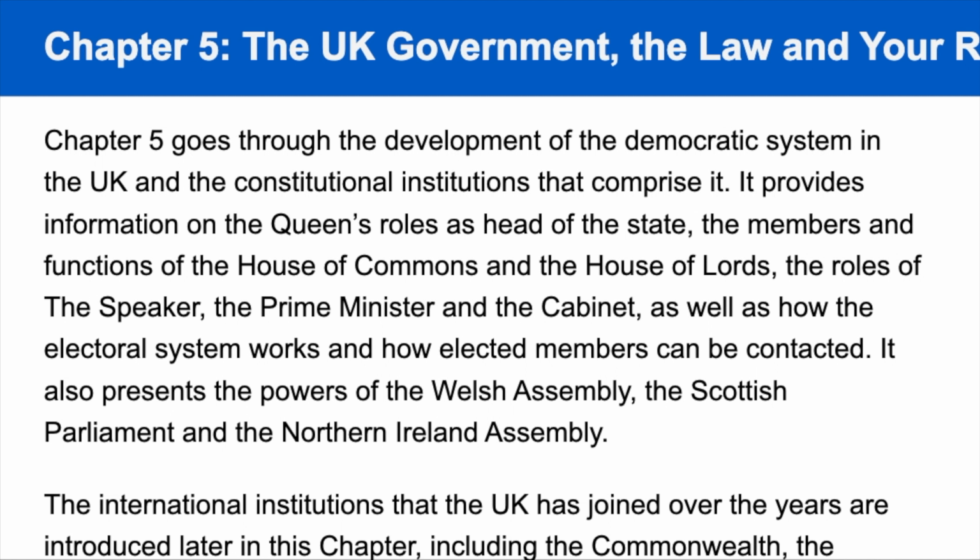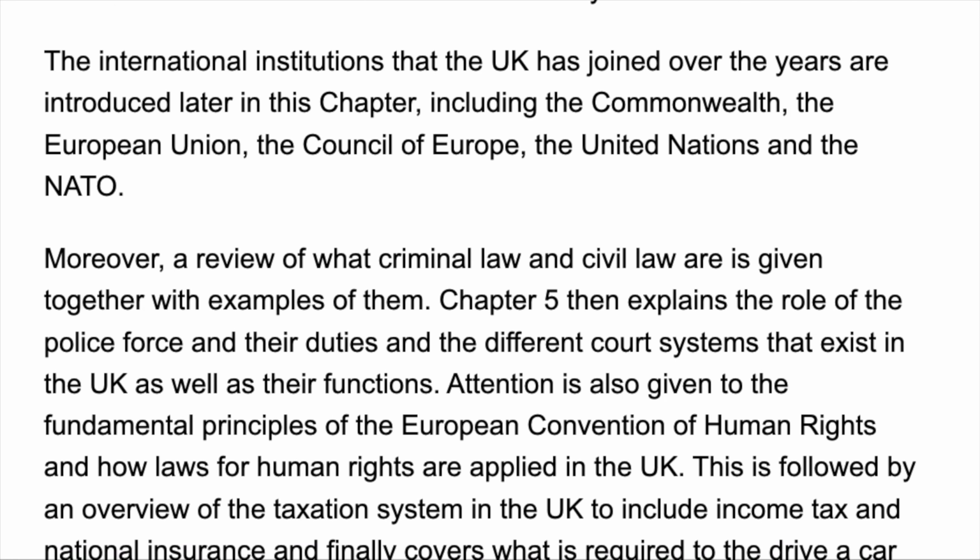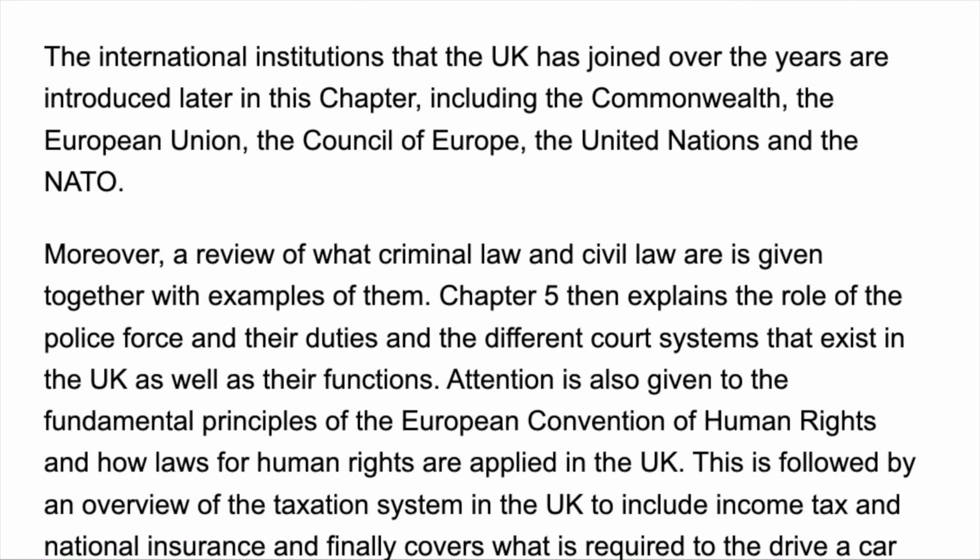It also presents the powers of the Welsh Assembly, the Scottish Parliament and the Northern Ireland Assembly. The international institutions that the UK has joined over the years are introduced later in this chapter, including the Commonwealth, the European Union, the Council of Europe, the United Nations, and NATO.